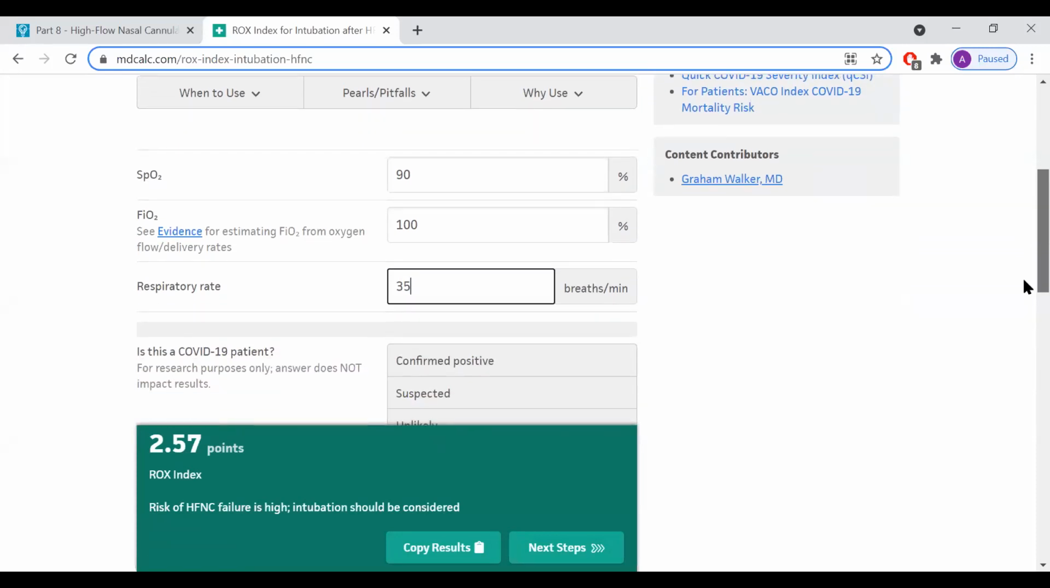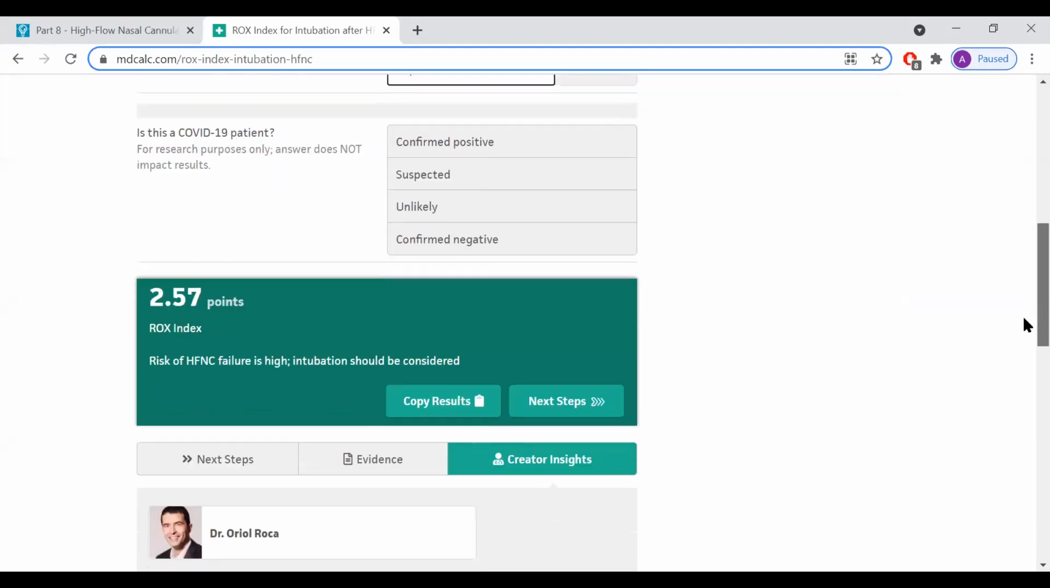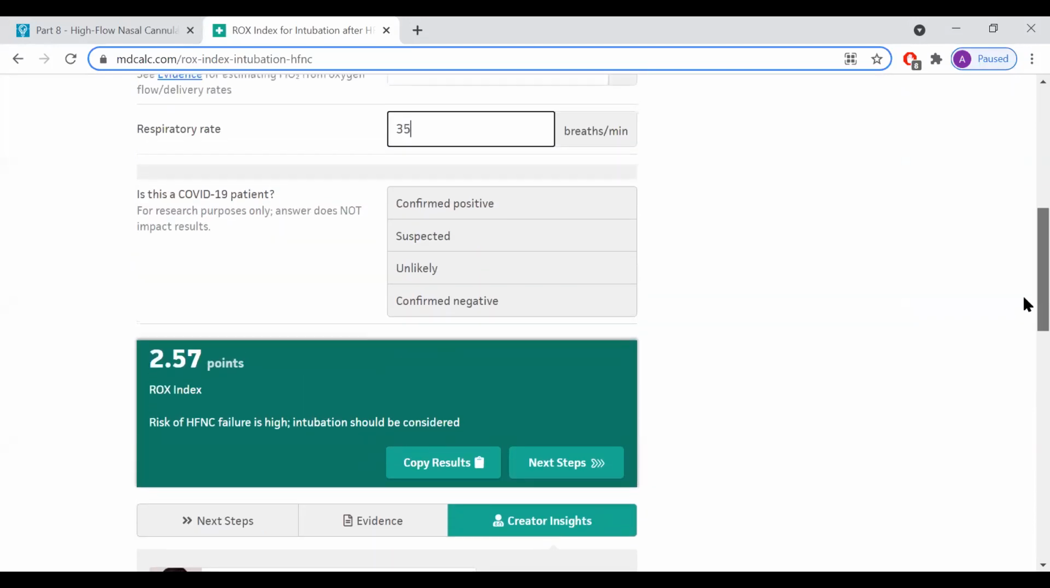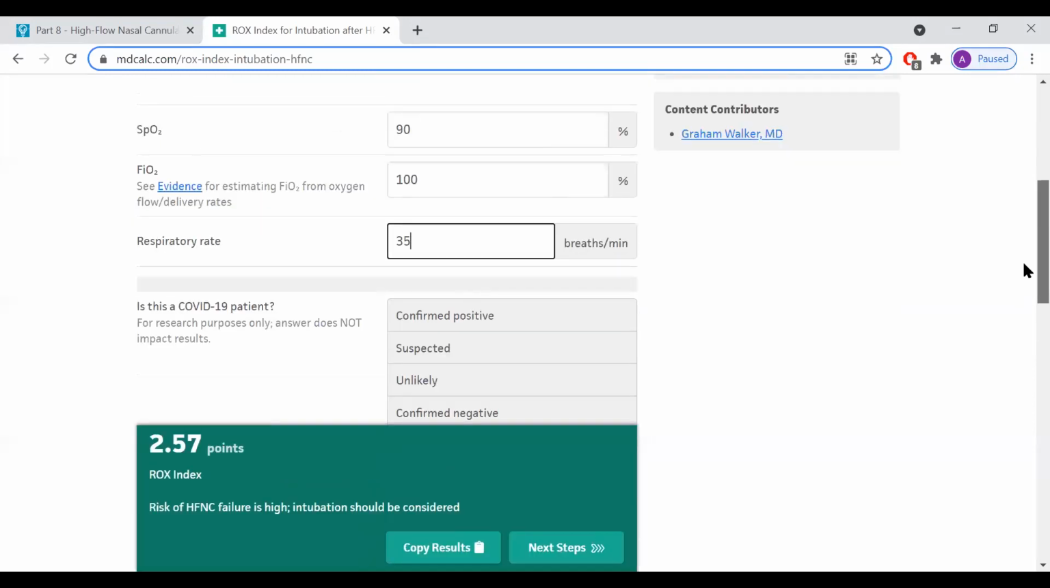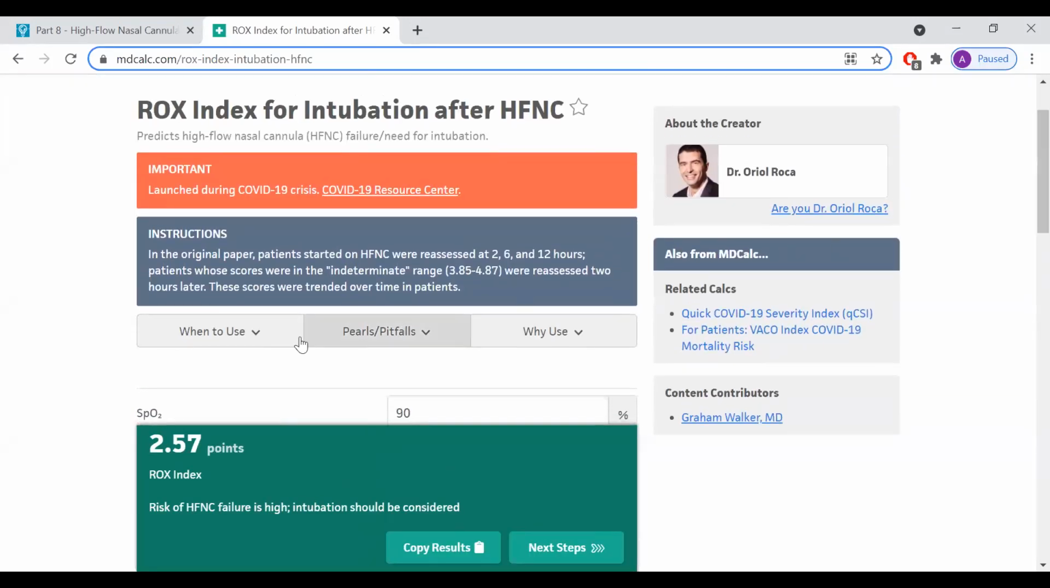As you can see, you will get even the interpretation. So there is high risk of high flow nasal cannula failure. Intubation should be considered. But you can go down and there's something I need to show people. Go up a little bit. Okay, click on why use it.